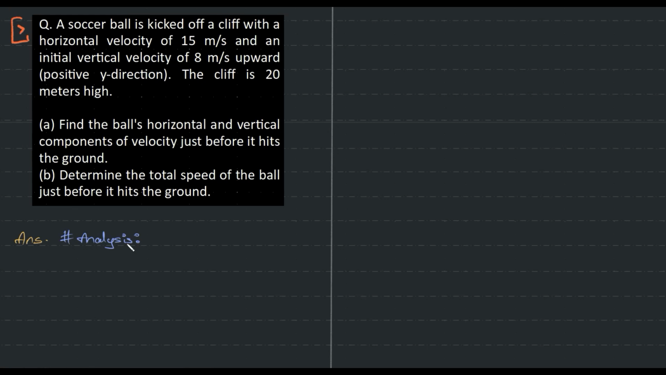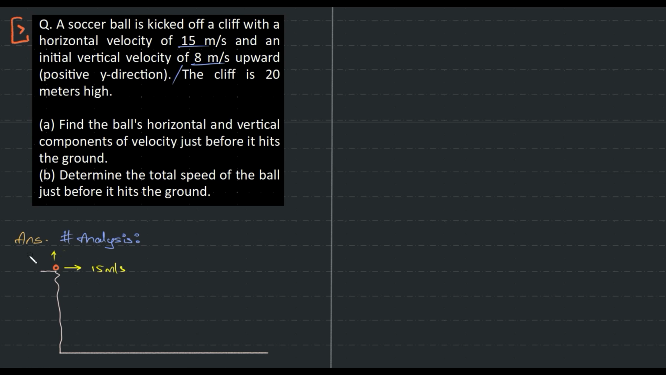A soccer ball is kicked off a cliff with a horizontal velocity of 15 meters per second and an initial vertical velocity of 8 meters per second upward. Okay, let's just draw a rough diagram. So we have someone kicking a ball with a horizontal velocity of 15 meters per second and a vertical velocity of 8 meters per second.